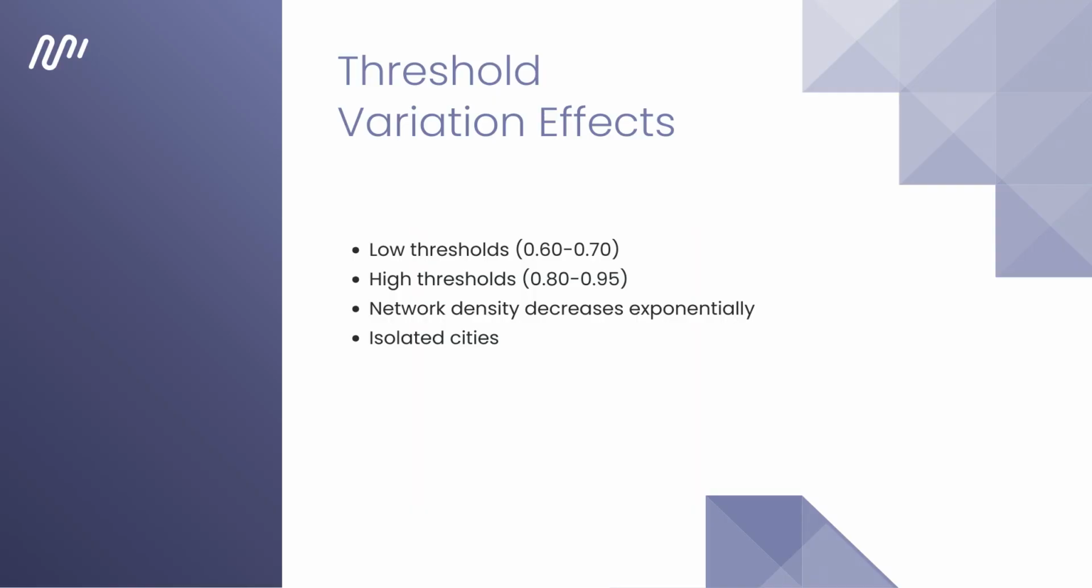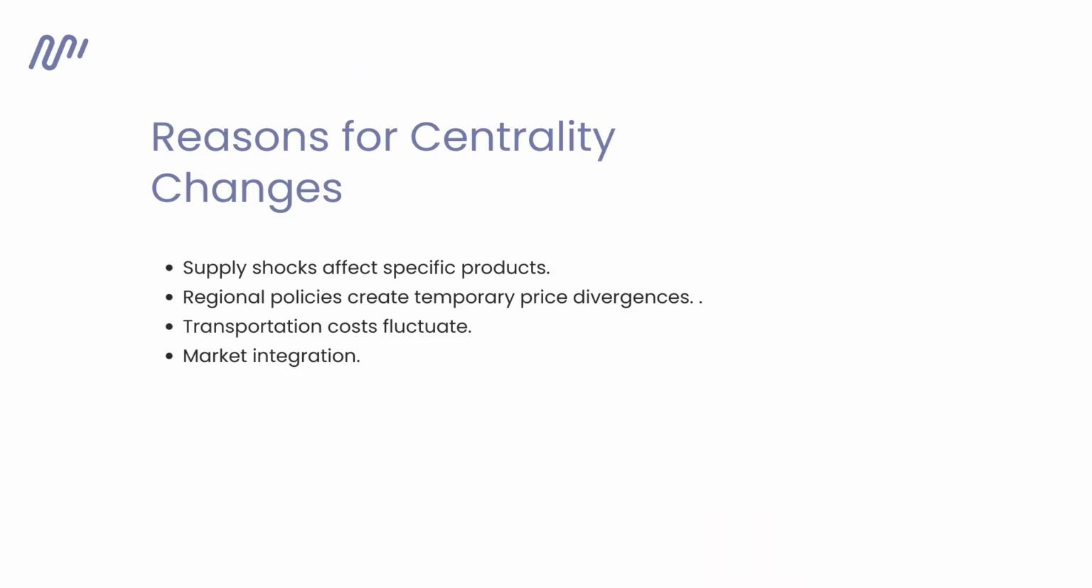Threshold analysis reveals low thresholds form city clusters based on regional proximity. The higher thresholds isolate core pairs like Lahore-Faisalabad and Islamabad-Rawalpindi. Network density decreases exponentially with the threshold. Some cities become isolated at high thresholds.